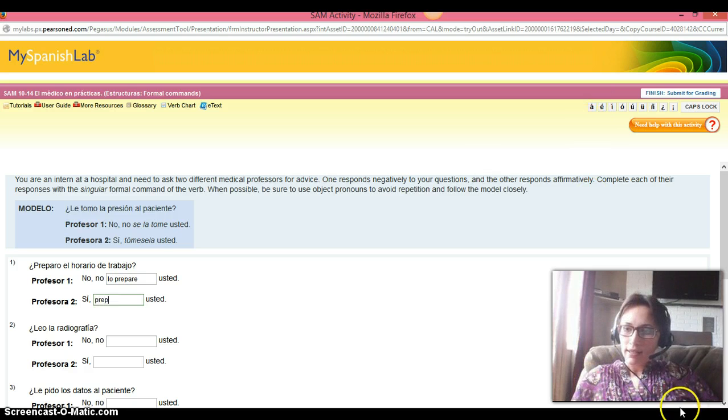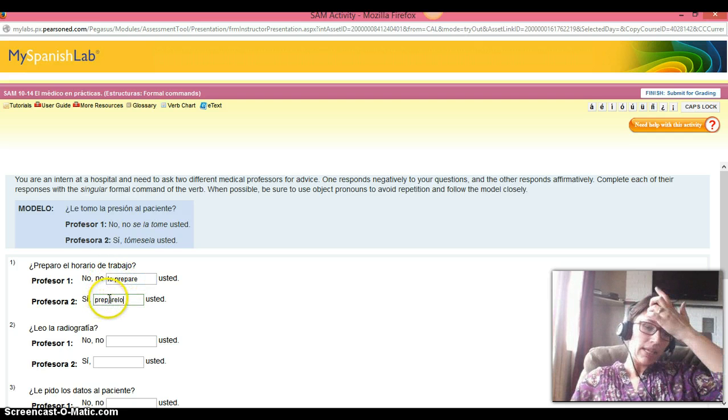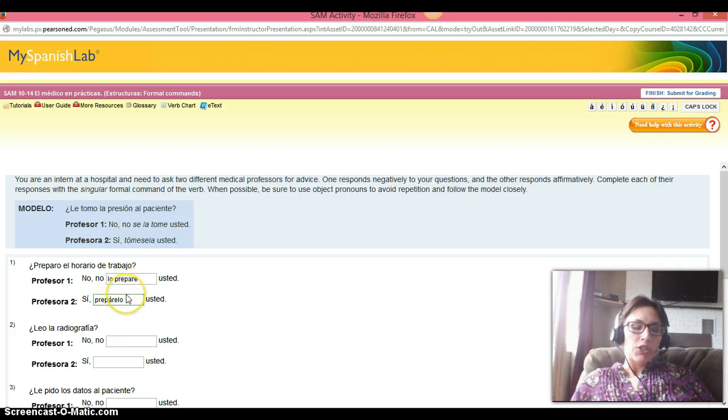Hang on, I'm just going to switch to my Spanish keyboard because that'll be easier for me. Sí, prepárelo usted. So it's the same words, lo here, prepare here. It's just the order is going to change depending on whether it's an affirmative or a negative command.